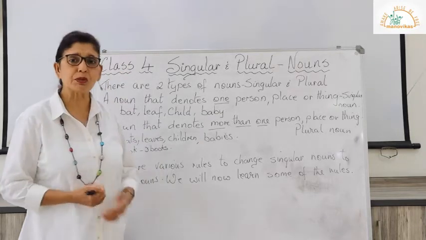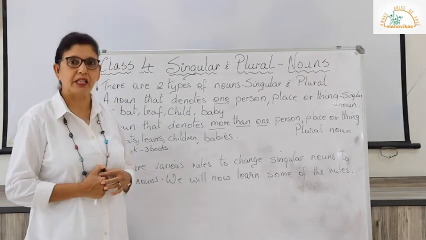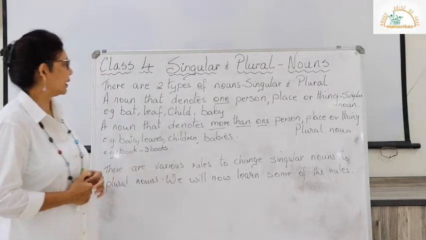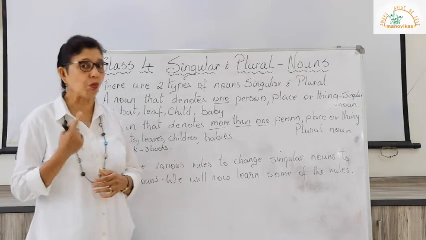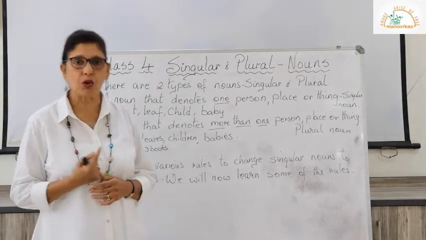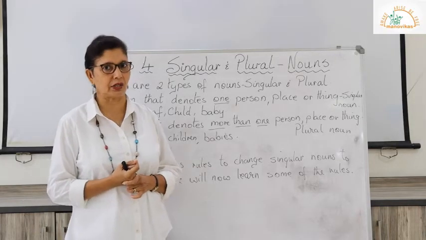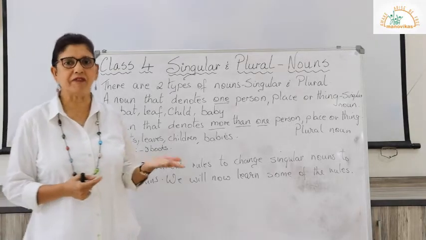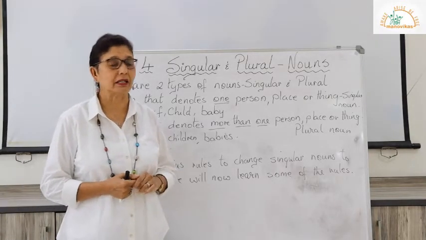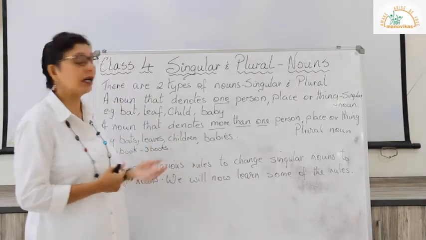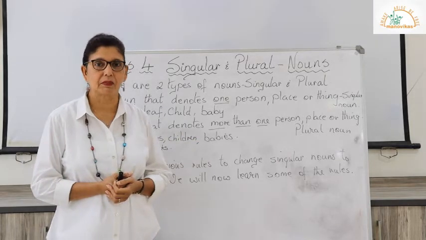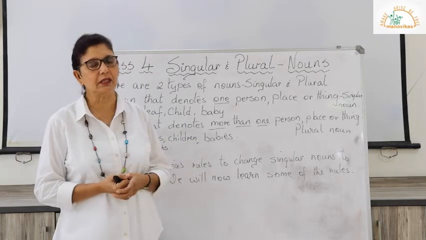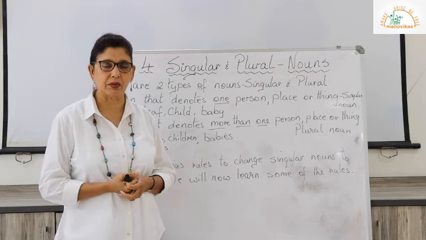Now there are two types of nouns, singular and plural. A noun that denotes one person, place or thing is called a singular noun. Example: a bat, a leaf, one child, and maybe a baby, a boy, a girl. These are all singular nouns.